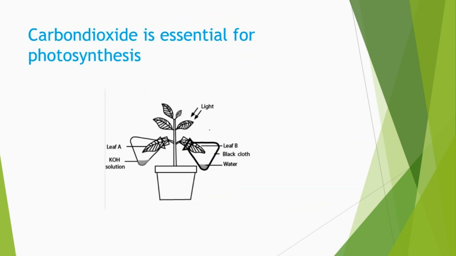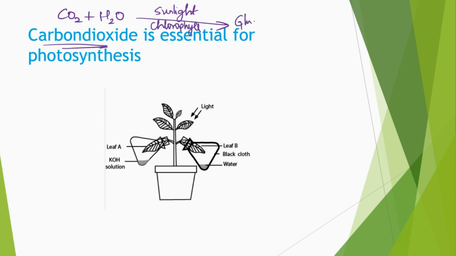Now let us see an experiment to show that carbon dioxide is essential for photosynthesis. If you remember the equation of photosynthesis, we studied it as carbon dioxide, which is your raw material, along with water in the presence of sunlight and chlorophyll, gives you glucose, which is nothing but C6H12O6, along with oxygen and energy which is released.